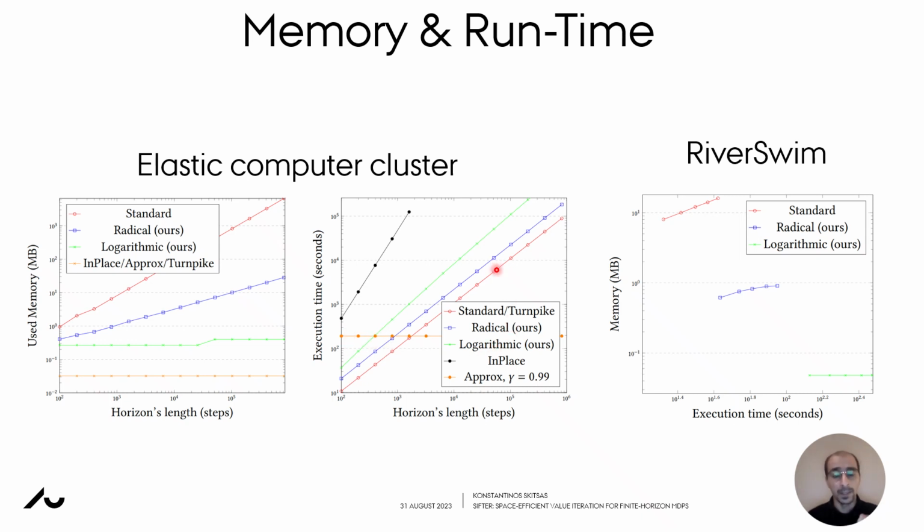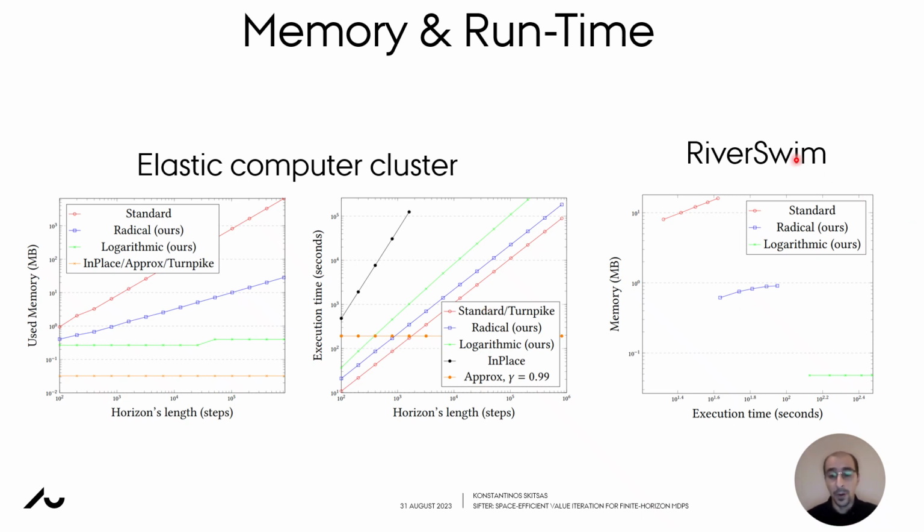Among the three algorithms, the standard solution is the fastest as it has no recalculation, it's a big solution. The radical is 2 times slower, so it's a bit slower here. And the logarithmic, again, is slower than the radical as the horizon grows because of the logarithmic factor.